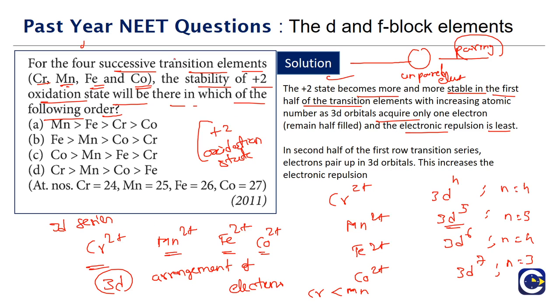So if we check it, cobalt 2+ means we have 7 electrons. We will first fill 1 electron in each of the orbitals, then we will pair. So the remaining unpaired electrons are only 3. In case of iron 2+, it is 4. So what do we expect? We expect that manganese will be more stable than iron, and more than cobalt. So chromium is less than manganese, and manganese will be more than iron and cobalt.